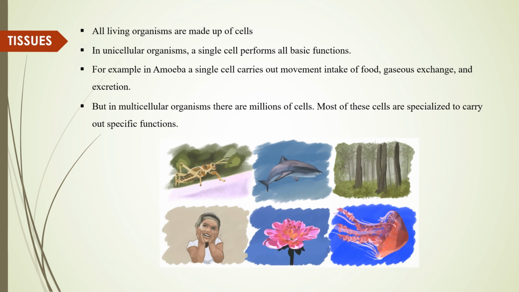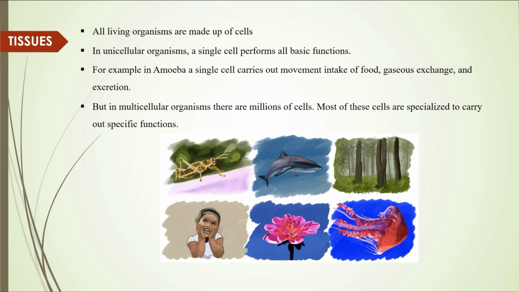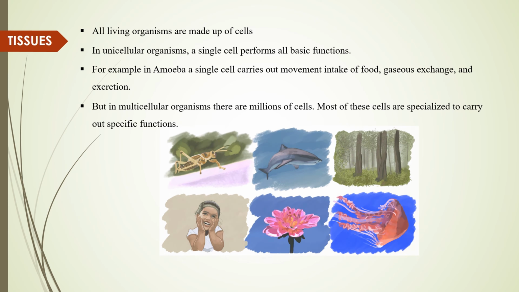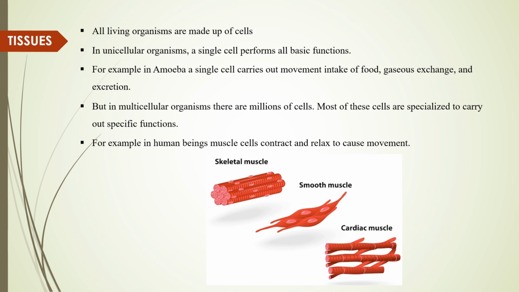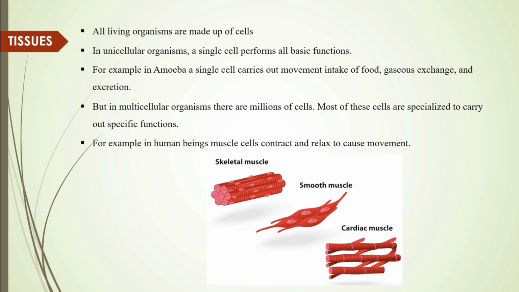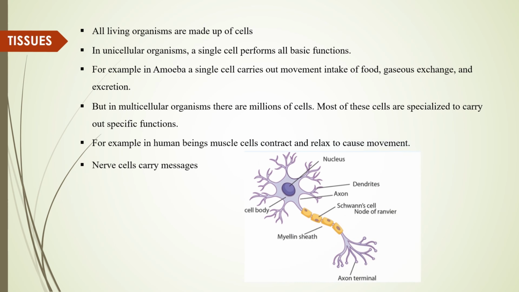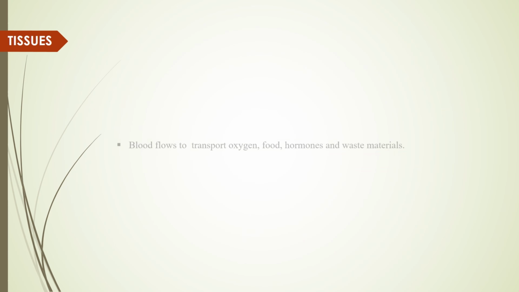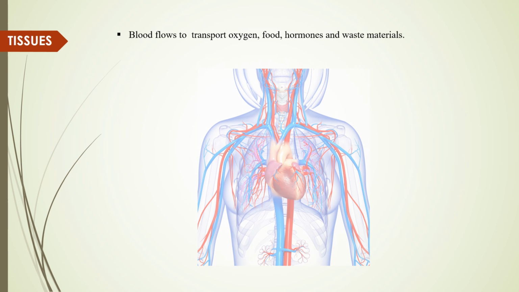But in multicellular organisms, there are millions of cells. Most of these cells are specialized to carry out specific functions. For example, in human beings, muscle cells contract and relax to cause movement. Nerve cells carry messages. Blood flows to transport oxygen, food, hormones, and waste materials.